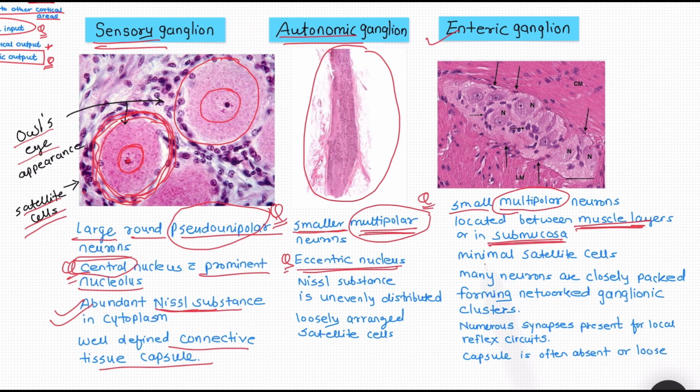Satellite cells are minimal. Many neurons are closely packed, forming networked ganglionic clusters. Numerous synapses are present for local reflex circuits, and the capsule is often absent or loose. याद रखना, कैप्सूल सेंसरी गैंग्लियन में प्रोमिनेंट होता है, पर एंटेरिक गैंग्लियन में एब्सेंट हो सकता है, और ऑटोनॉमिक गैंग्लियन में लूजली अरेंज्ड हो जाता है.